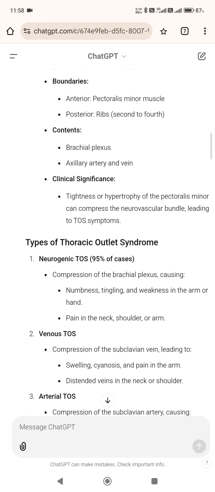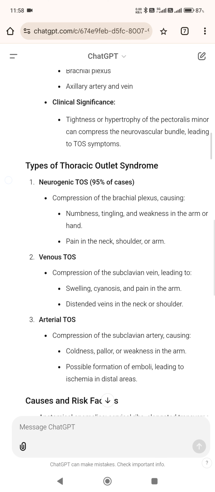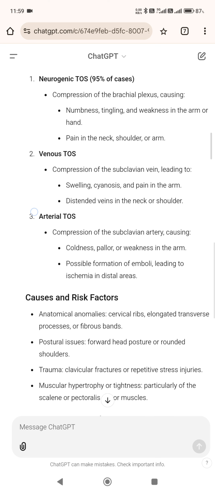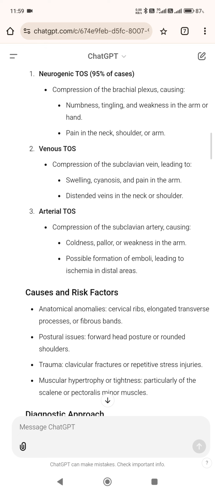Types of thoracic outlet syndrome. One, neurogenic TOS, 95% of cases. Compression of the brachial plexus, causing numbness, tingling, and weakness in the arm or hand. Pain in the neck, shoulder, or arm. Two, venous TOS. Compression of the subclavian vein, leading to swelling, cyanosis, and pain in the arm. Distended veins in the neck or shoulder. Three, arterial TOS. Compression of the subclavian artery, causing coldness, pallor, or weakness in the arm. Possible formation of emboli, leading to ischemia in distal areas.